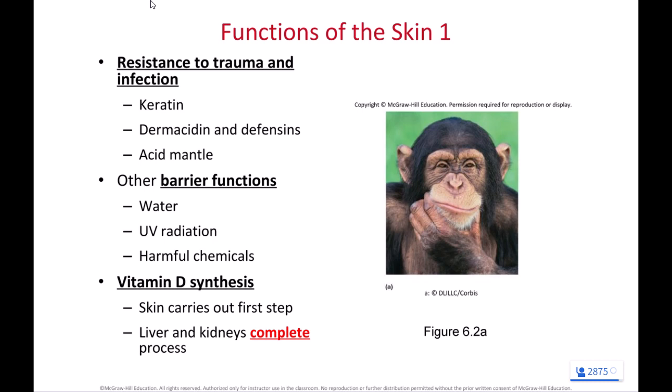So when we look at our skin, one of the key functions of our skin is to resist trauma. We have multiple layers of cells, stratified squamous epithelium on the surface. And not only is it just a regular stratified squamous, this stratified squamous tissue has keratin in it. It's also going to have an extra tough waterproof protein inside of the cells to give it extra toughness. We're also going to have dermicidin and defensins.